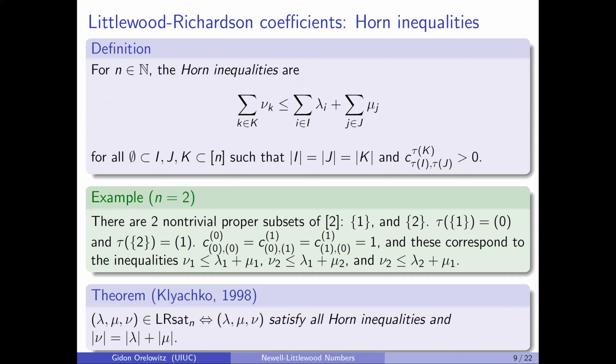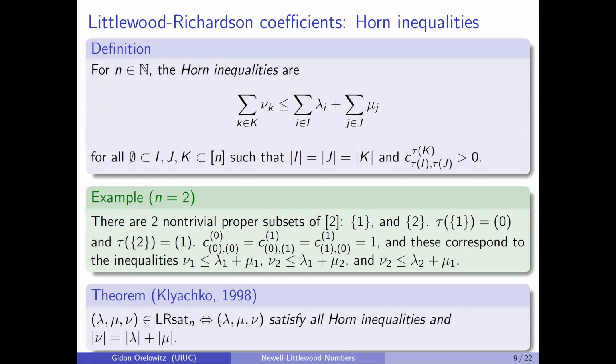These were first conjectured by Horn in 1962 to describe the saturated LR cone, and then were proved 35 years later by Klyachko to actually do so. So the Horn inequalities are just certain parts of nu being less than or equal to certain parts of lambda plus certain parts of mu. And what decides which subsets of the indices we are taking? Well, we need the 3 sets to be the same size. And we need, if you take the tau of each of these 3 sets, that to be a Littlewood-Richardson triple in its own right.